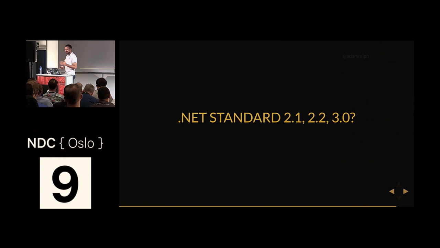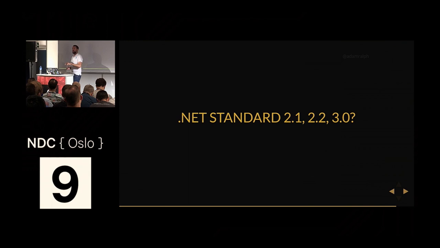When 2.1 is released, it's going to have some new APIs compared to 2.0. And in order to support 2.1, I'm going to have to do some work, and I'm going to have to support those new APIs if I'm to support .NET Standard 2.1. However, the difference between .NET Standard 2 and .NET Standard 1.6 is vast, and I don't think there's going to be as vast a release again.